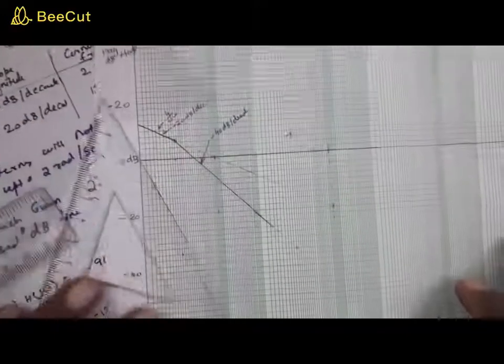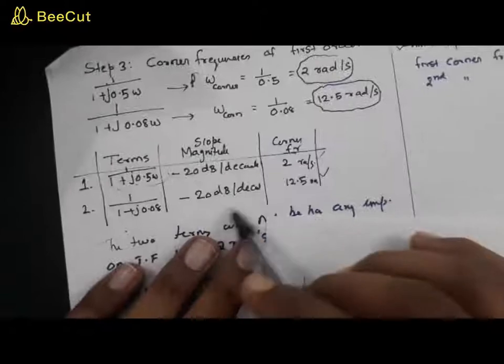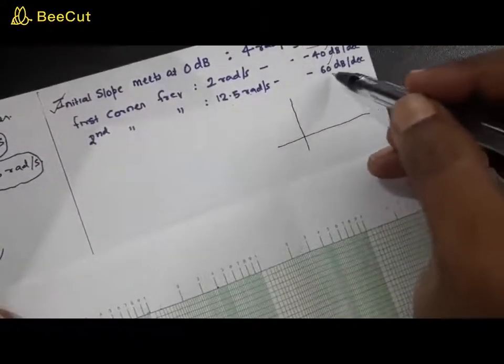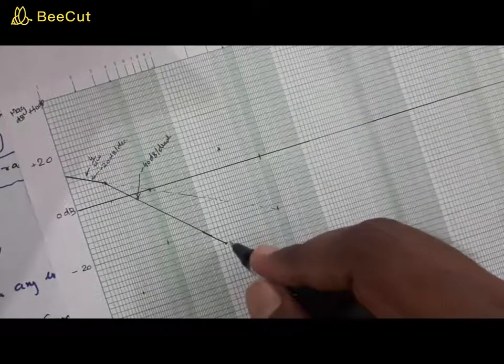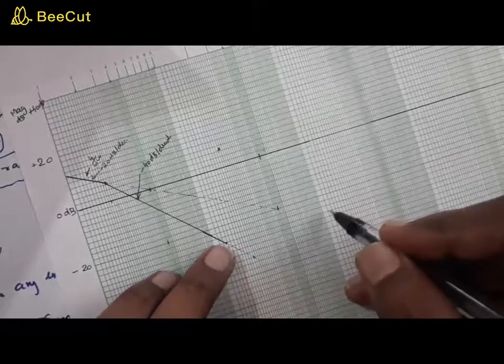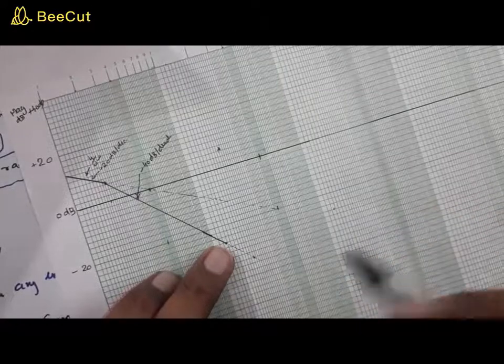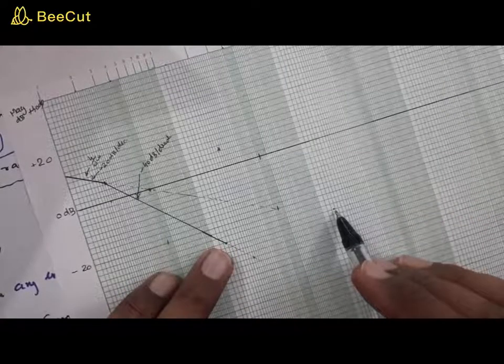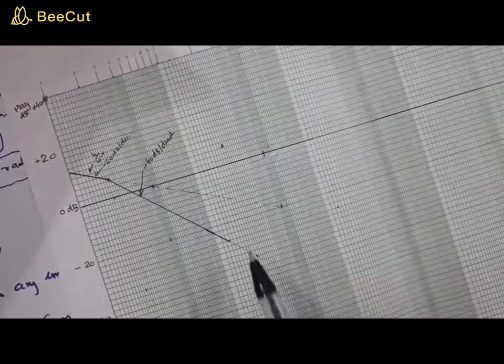So this is 40 dB per decade. Now at 12.5, what happens? The second first order term comes into play. That means it again offers another minus 20 dB. Already this is having a 40 dB, so it will give you another minus 60 dB. Now how to plot that minus 60 dB per decade from this? Now the thing is that you need to find the next decade at, say, somewhere over here. Okay, so this must be 12.5. This is the decade, and which must be the 60 dB point corresponding to this.